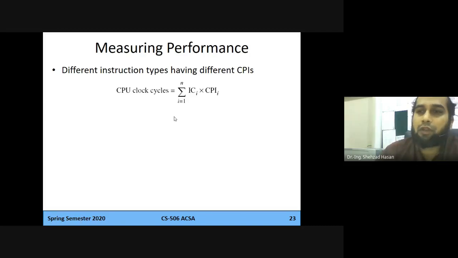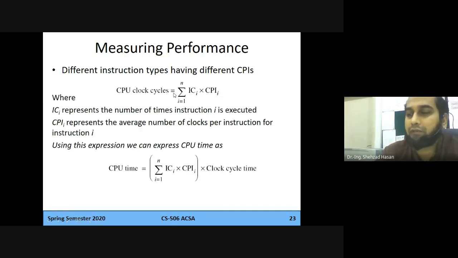You're going to add up the individual CPI per particular class, and then you add up all of these to get the CPU clock cycles. That's the same thing here. And how can you find the overall CPI? You just have to divide it by the instruction count. If you divide it by the total number of instructions, then you're going to get the average CPI.